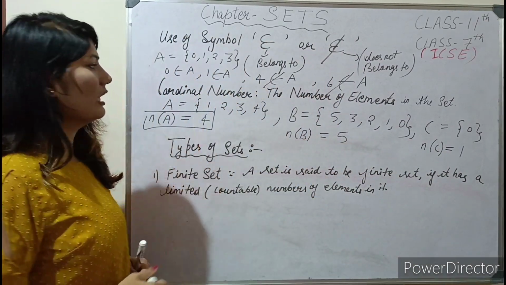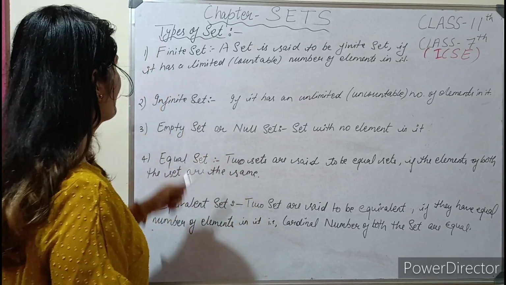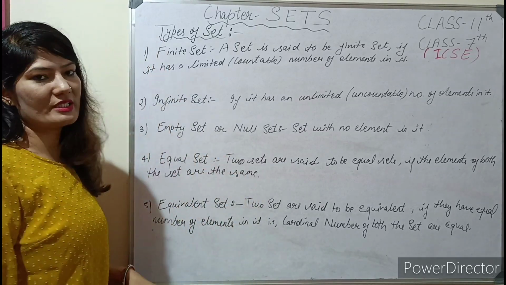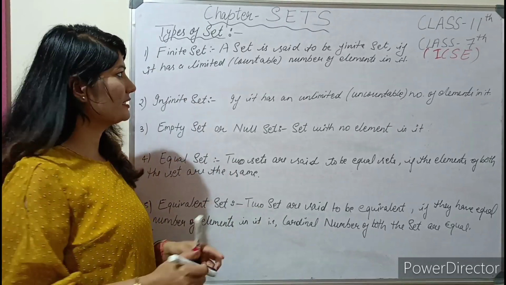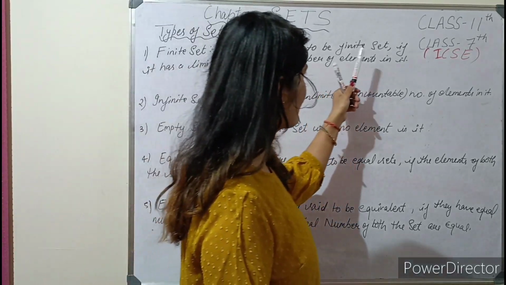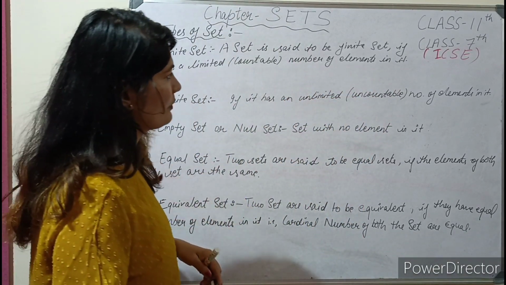So this is about the cardinal number. Now the next topic is types of set. So there are total 5 types of set. The first is the finite set. So here, what is a finite set? A set is said to be finite set if it has a limited or countable number of elements in it.